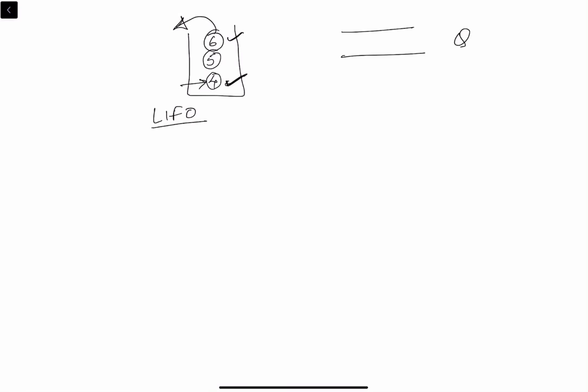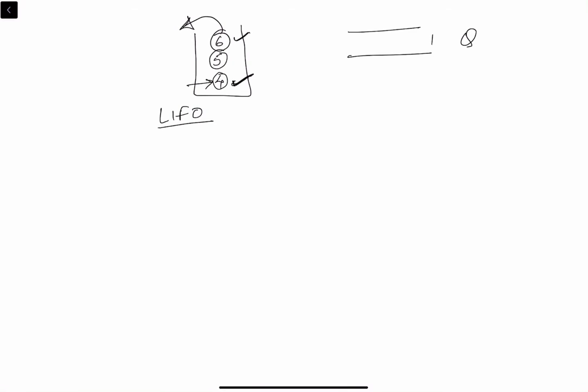Whereas in queue, this is your front, this is your rear, so elements are added to the rear and elements are dequeued from the front, right? So this follows FIFO. First 4 enters, then 5, then 6. So when we do this DQ, first 4 will be dequeued, then 5, then 6. So how to implement this stack using this property FIFO?